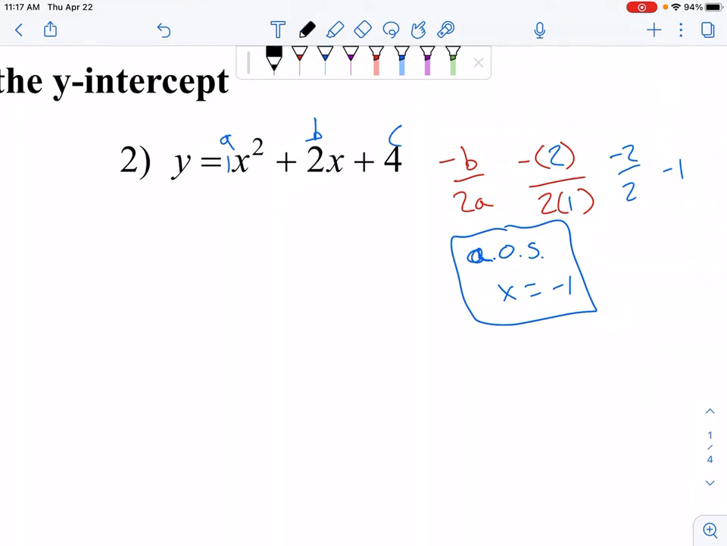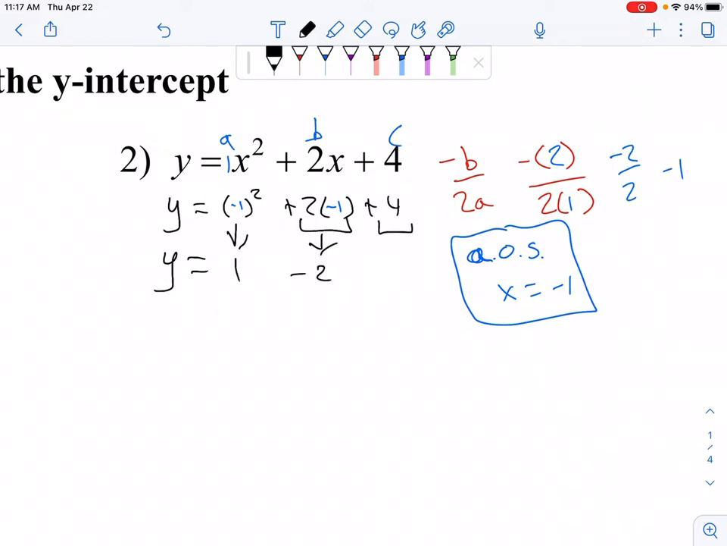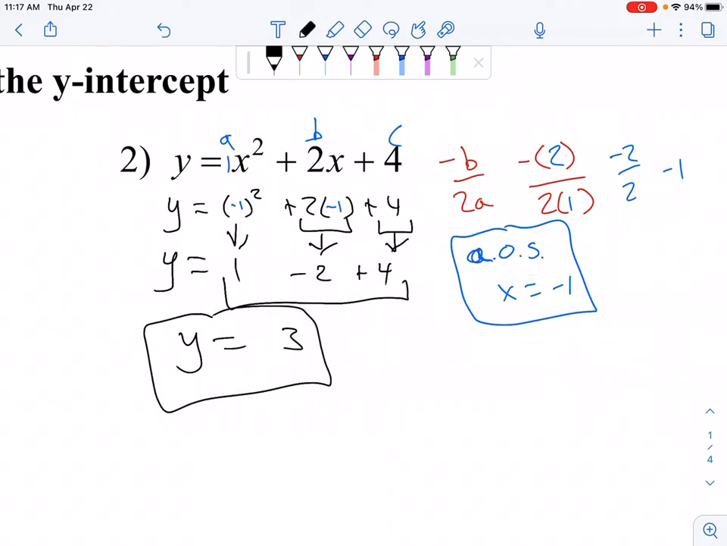I'm going to plug that back in. So a negative 1 goes in both of these places, and then I'm evaluating. So y equals, this will make a positive 1, this will make a negative 2, and this is still 4. And then when I put all of these together, they make 3. So my vertex is my x value, negative 1, comma my y value of 3.